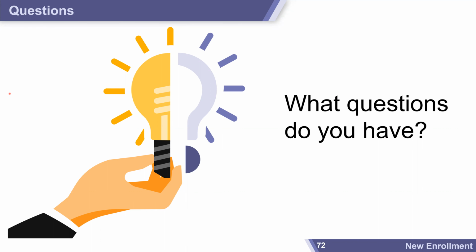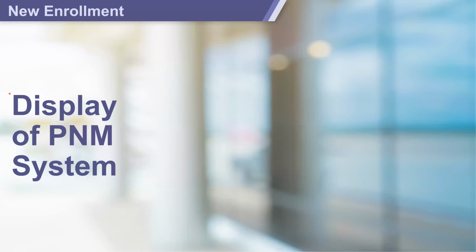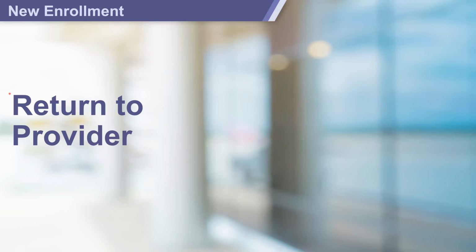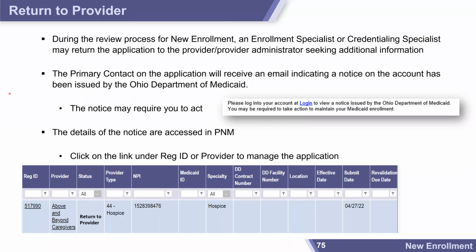All right, before we get out of here, I've got a couple of additional things I want to show you guys. We've already walked through our display of P&M by looking at the applications once they've been submitted. Occasionally, guys, when you send a new application, you might get it back. It may be returned to you, and I want to walk through briefly what that entails. Because this is a review process, sometimes an enrollment specialist, maybe a credentialing specialist, might return the application because we need some additional information.